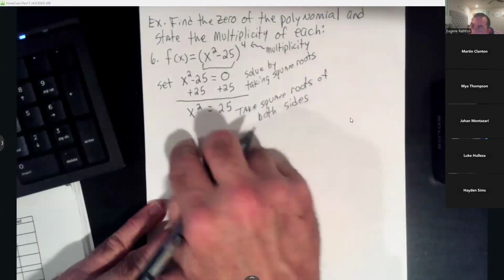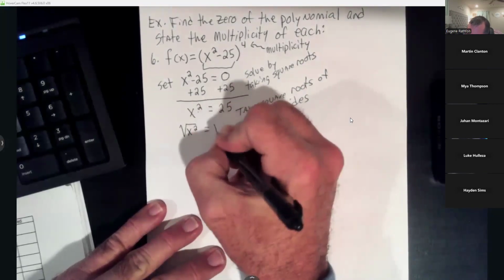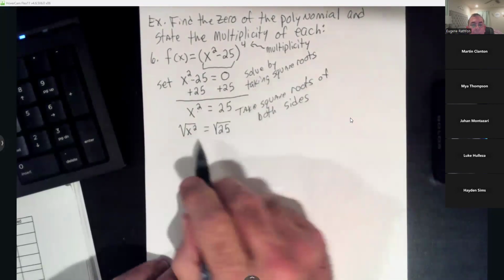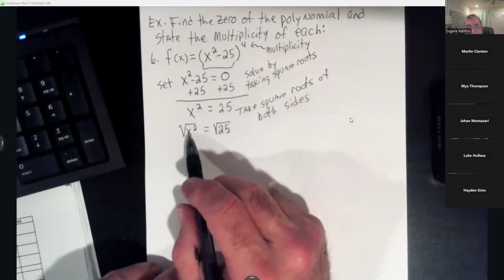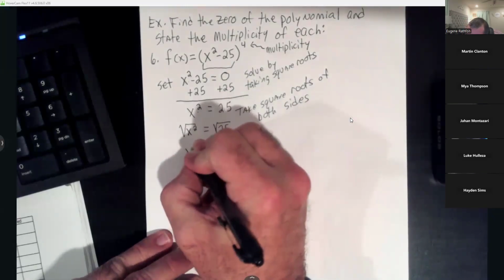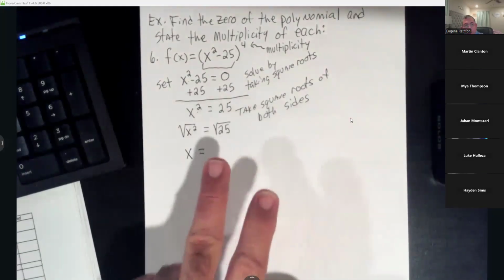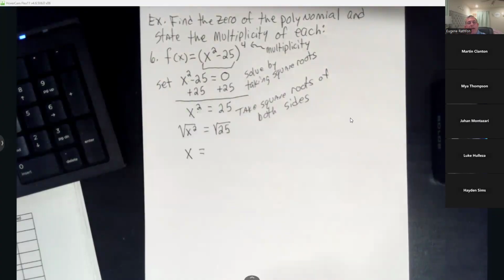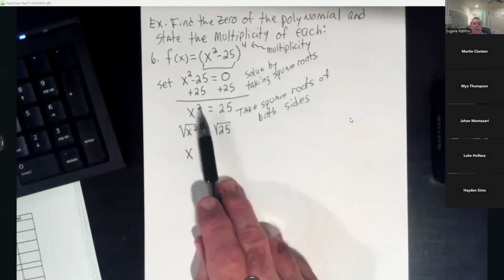Because remember, what I do to one side, I got to do to the other side. So y'all, I'm going to take a square root. So the square root of x squared, that square root and that exponent cancel each other out, and I'm left with an x. So y'all, the question for y'all, what is the square root of 25? All right, Darren, that's one of them. I need the other one. Because remember, y'all got to get me two answers, because that had an exponent of 2 on it.